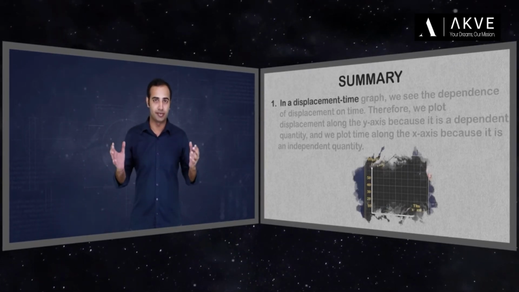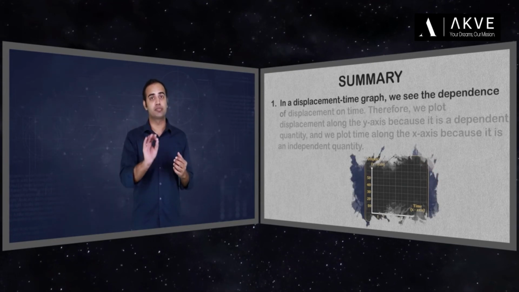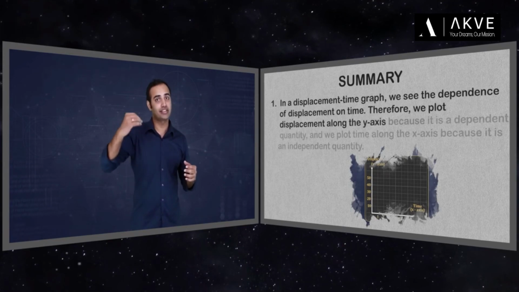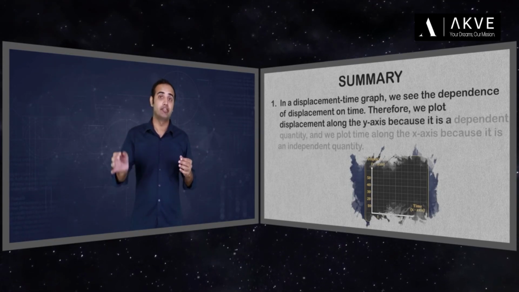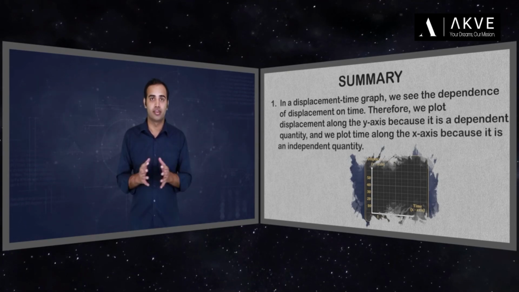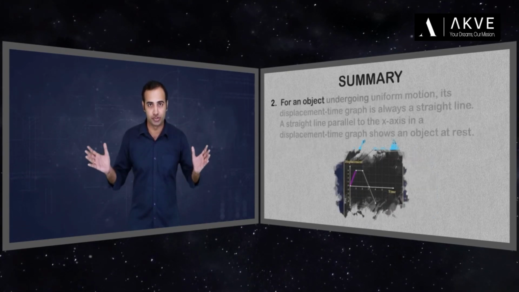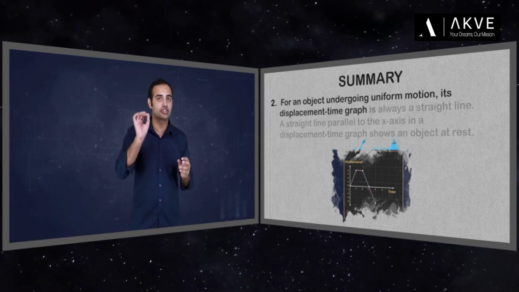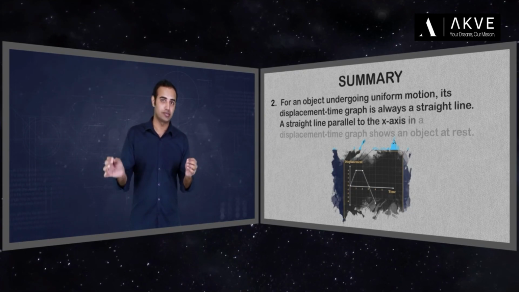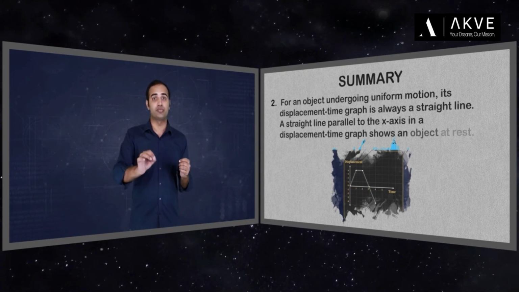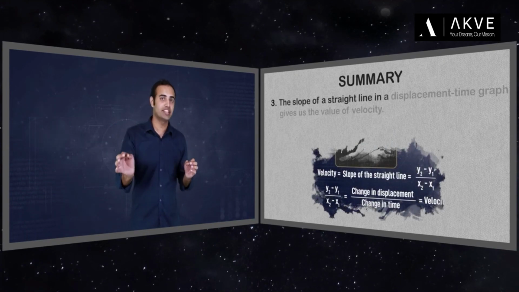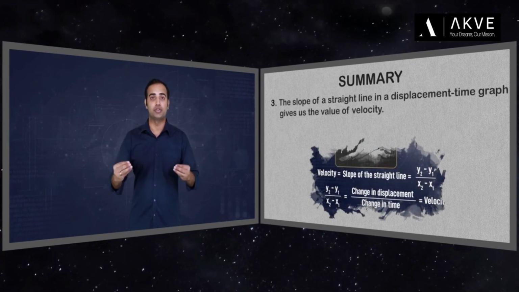In a displacement time graph, we see the dependence of displacement on time. Therefore, we plot displacement along the y-axis because it's a dependent quantity, and we plot time along the x-axis because it's an independent quantity. For an object undergoing uniform motion, its displacement time graph is always a straight line. A straight line parallel to the x-axis in a displacement time graph shows an object at rest. The slope of a straight line in a displacement time graph gives us the value of velocity.